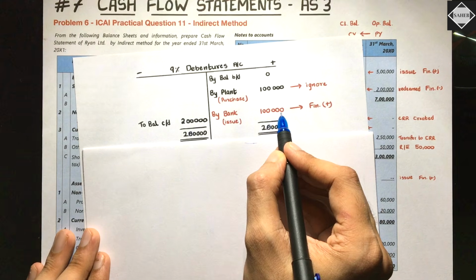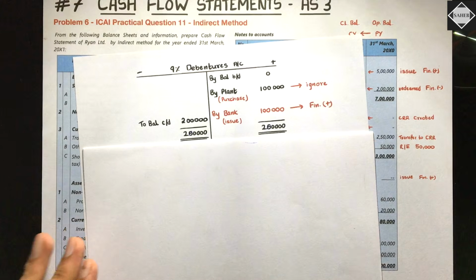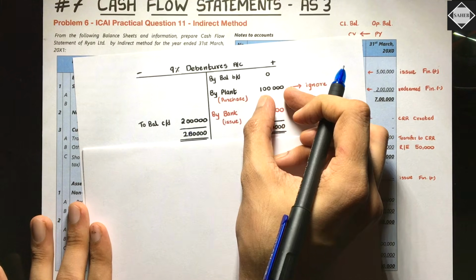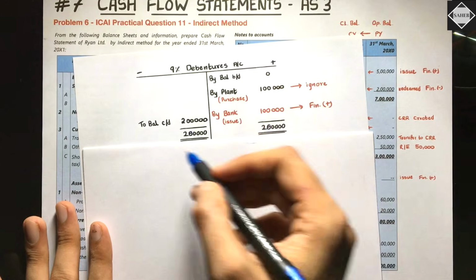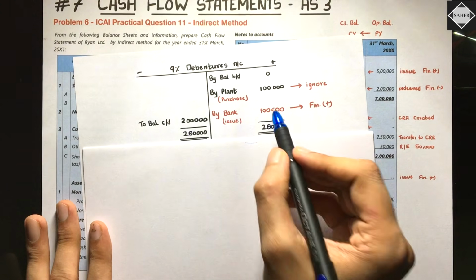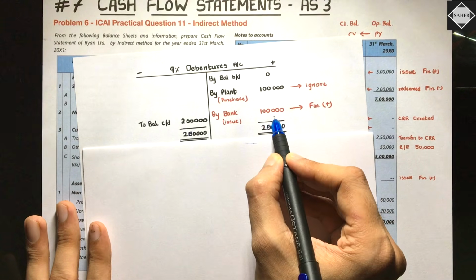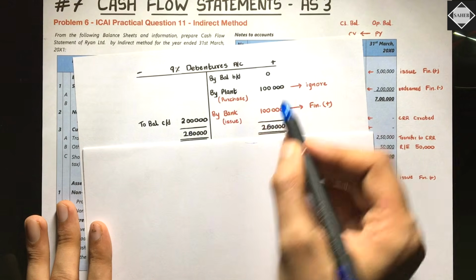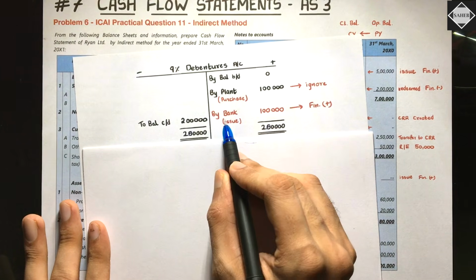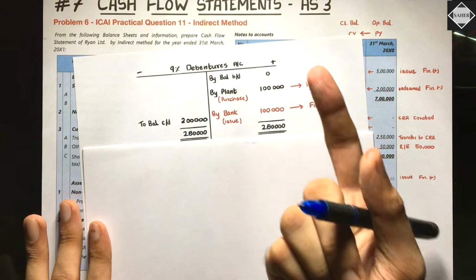Okay, by bank 1 lakh. Is this clear? We got to know from the question that we have issued debentures worth 1 lakh to purchase the plant. That's fine. But when we try to balance out the account, we got a balancing figure over here of 1 lakh. What is that balancing figure? Why have debentures increased by 1 lakh? That's because of the debentures we have issued for cash.